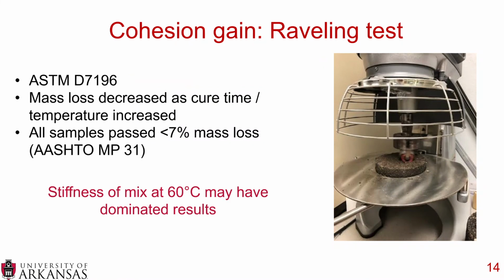But we do want to call out that the stiffness in the mix at 60 degrees Celsius may have dominated results. So if you take a look at the paper, you do see some odd things happening at 60 degrees Celsius. But if we were, in fact, reactivating the asphalt binder on the wrap, then that would loosen the top of that mix and you can have a higher mass loss simply because the mix was more tender, completely independent of any sort of cohesion gain of the asphalt emulsion CIR sample.